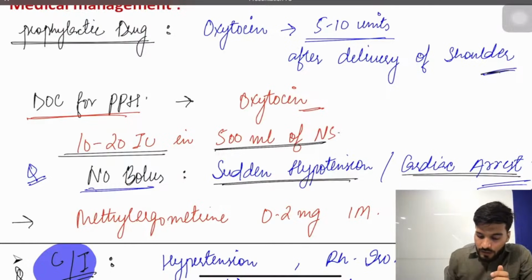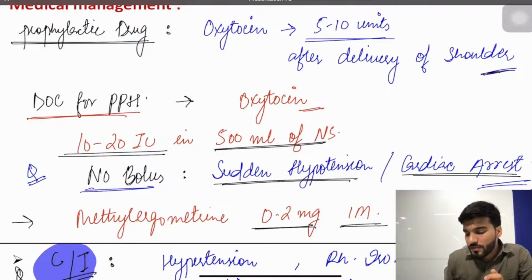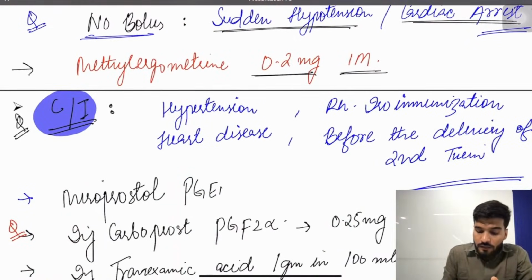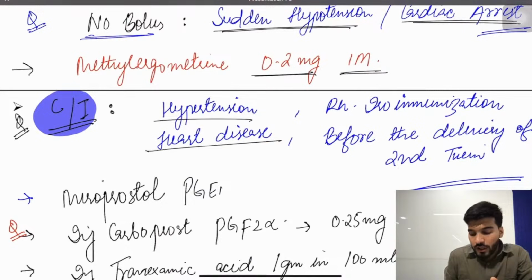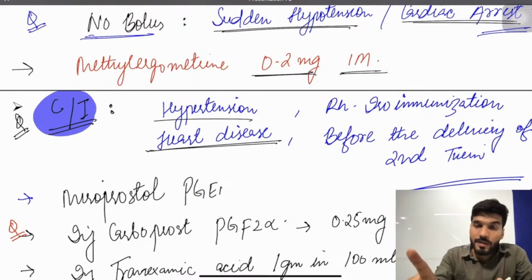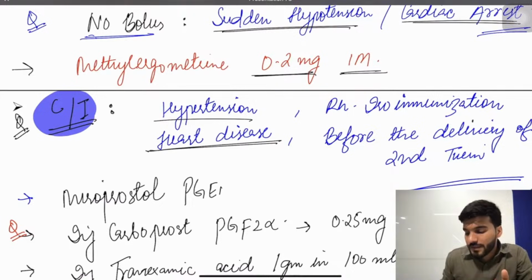Okay, the second drug, we can also use methylergometrine 0.2 mg intramuscular, but remember the contraindications of this drug. It is not given in a patient having hypertension, not given in a patient having heart disease. RHD will be the hint, mitral stenosis will be the hint. Don't use methylergometrine. Important question. Also not in an Rh negative pregnancy or before the delivery of the second twin.